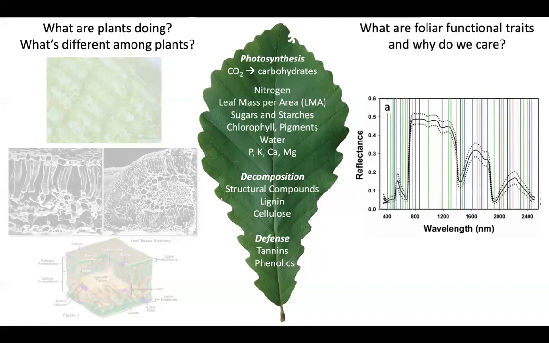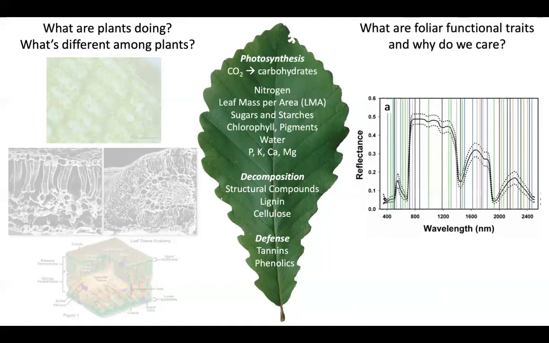So at the top level, there's just carbon uptake, photosynthesis, the uptake of carbon dioxide and conversion to carbohydrates. And we're able to measure nitrogen and leaf mass per area, which are very strongly correlated with photosynthetic capacity, but also the amount of sugars and starches in there, chlorophyll and pigments, which you see mostly in these visible wavelengths, water, and then some of the macronutrients within the leaves. So this is just related to primary productivity.